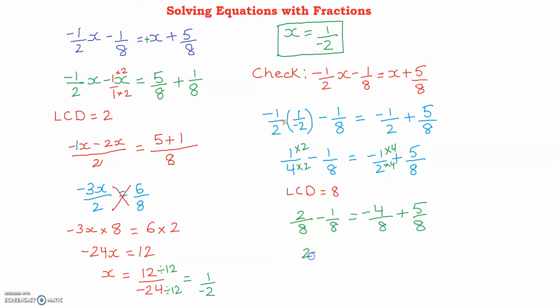Then I can write this properly with the common denominator, which is just 8. It's negative 4 plus 5, and the common denominator is 8. So 2 minus 1 will give me 1 over 8. And negative 4 plus 5 will give me still 1, and the denominator is 8. And here I can say the left side is equal to the right side. Therefore, the answer which we got, x equals 1 over negative 2 or negative 1 over 2, is the correct answer.